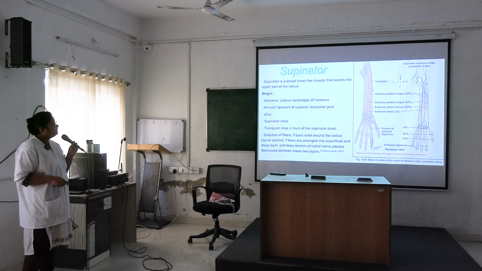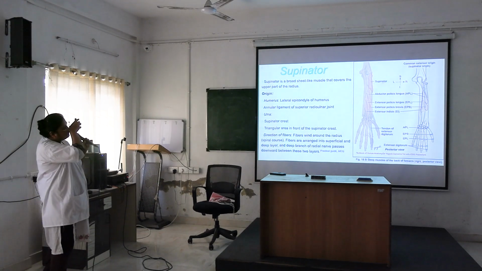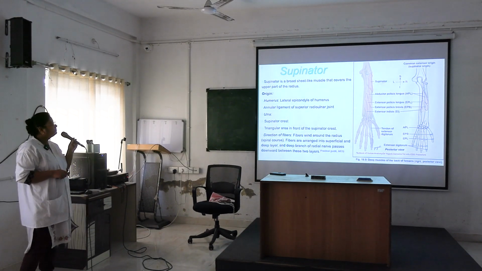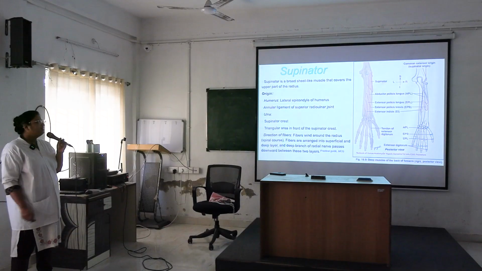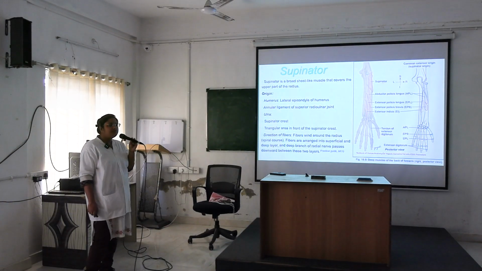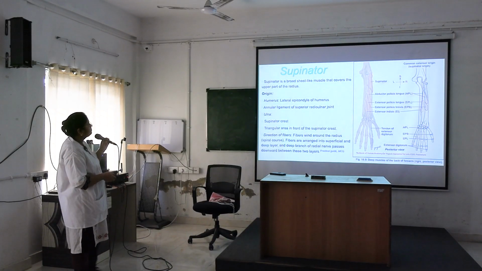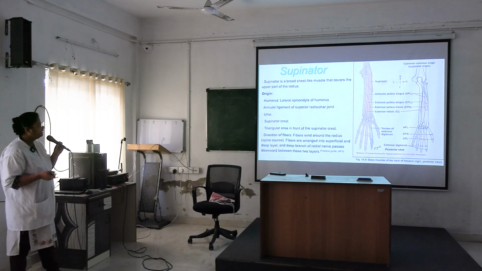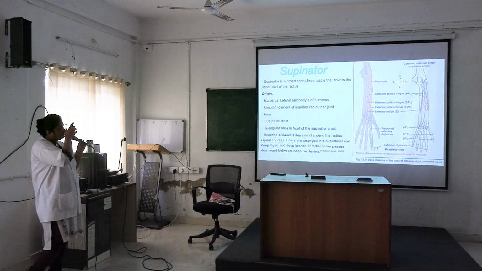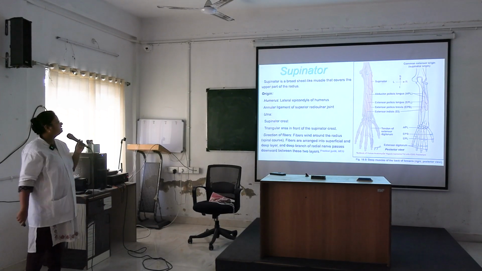Next is supinator. Here is the supinator. It is a broad sheet-like muscle that covers the upper part of the radius. Origin is from the lateral epicondyle of humerus and annular ligament of the superior radioulnar joint. And from the ulna, the supinator crest and the triangular area in front of the supinator crest.